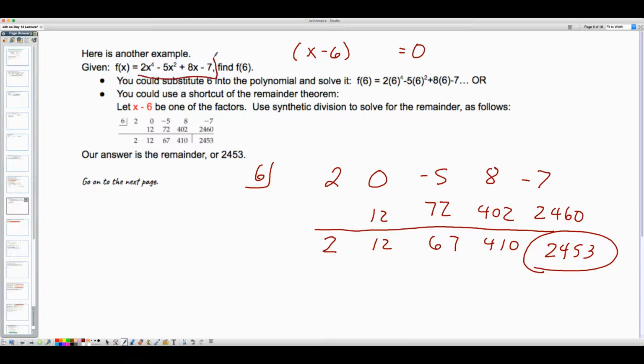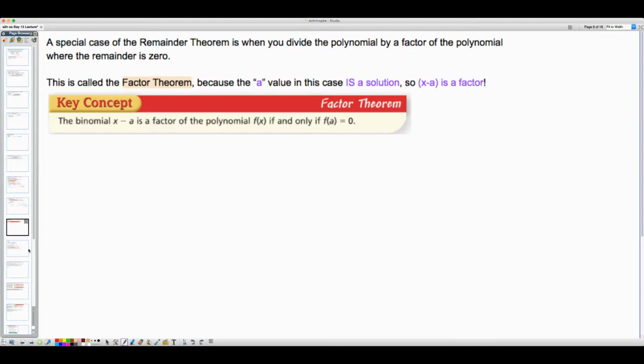Now, you could have plugged 6 into the calculator for each one of these terms. And when you do that, f of 6 is equal to what the remainder is, 2,453. That's what it is. Doing it with synthetic division is much easier, and the video that I've posted will help you understand how to do this. The reason we do it is because it's quicker than plugging in the numbers each time. It's a special case of the remainder theorem.